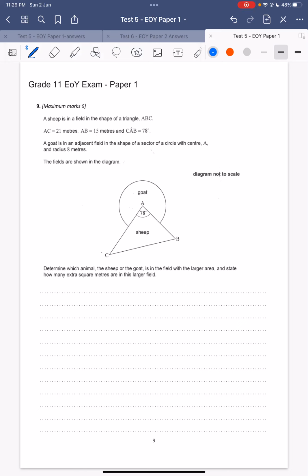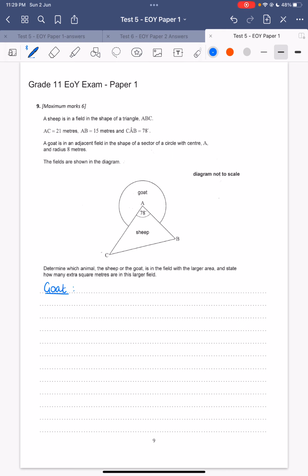So for this question, you have the goat and the sheep that are in the field. The goat is in the kind of circle with a bit missing, and the sheep is in the triangle. So we need to work out the area of both of these, and then we can say which one is bigger or smaller than the other one. So when we're doing this, we need to separate it into two sections. So we can look at, for example, the area of the goat to start off with.